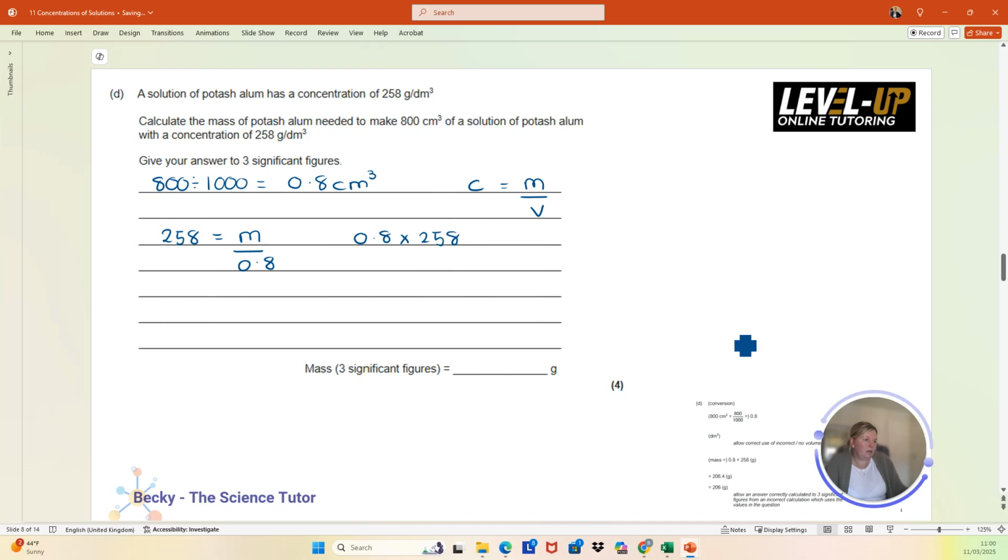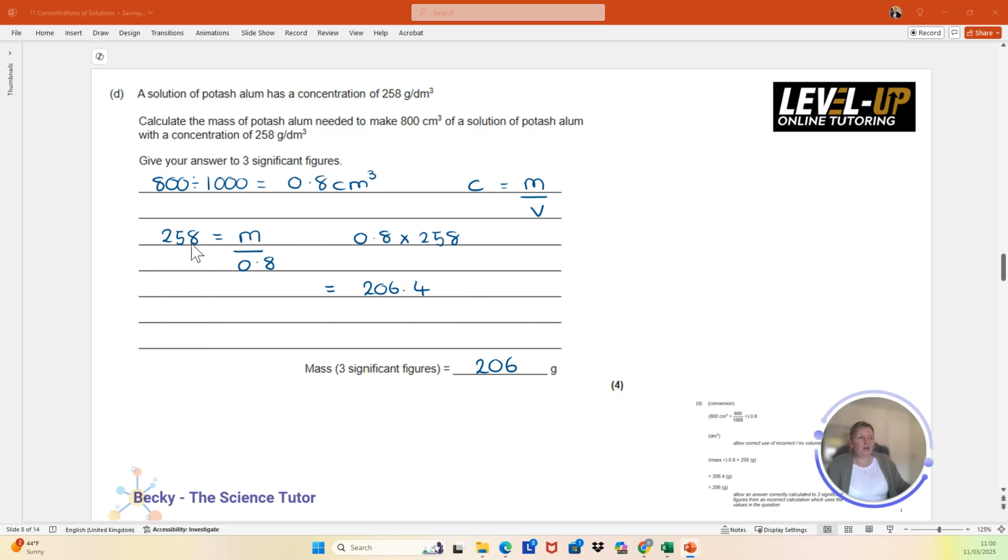Okay, and I'm going to put that on a separate line, show you why in a second. 258 equals, I've got 206.4 grams. So that gets me mark number 3. However, it wants me to give it to 3 significant figures, and therefore down to 3 significant figures is 206, which will gain you mark number 4.